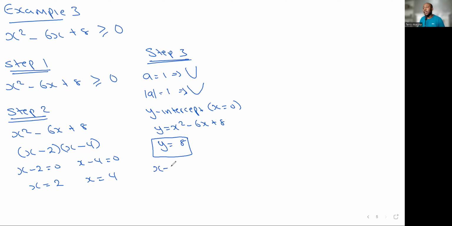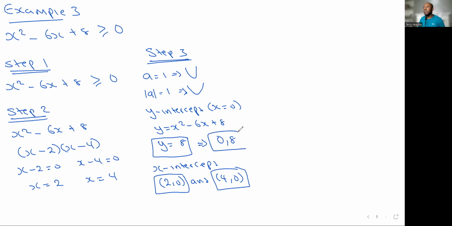Then to find the x-intercept, we've done that already. It is going to be 2 and 4. So that means x is 2, y is 0, and x is 4, y is 0. So we've gotten the x-intercept already. Then we can write the y-intercept: x is going to be 0, y will be what? 8. So I can clean this one here.